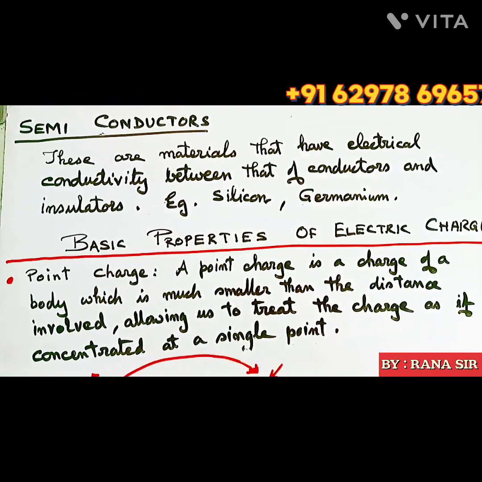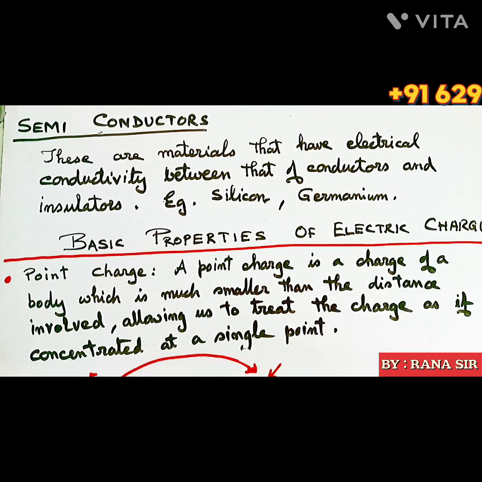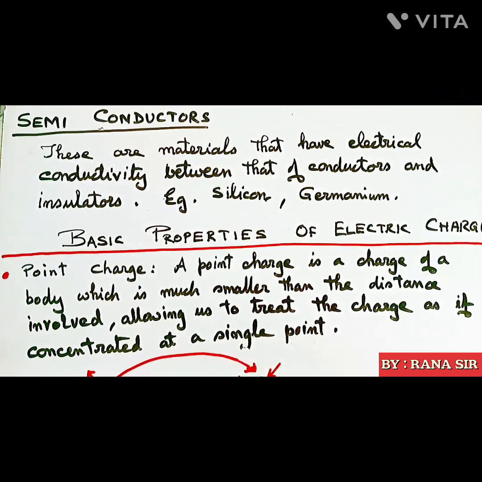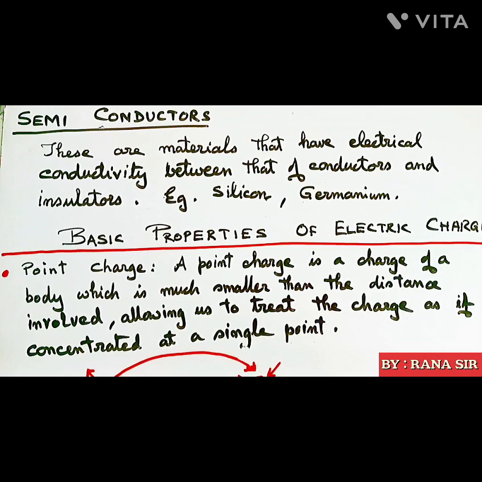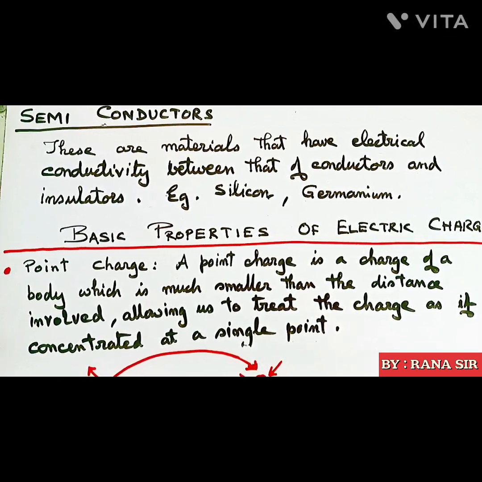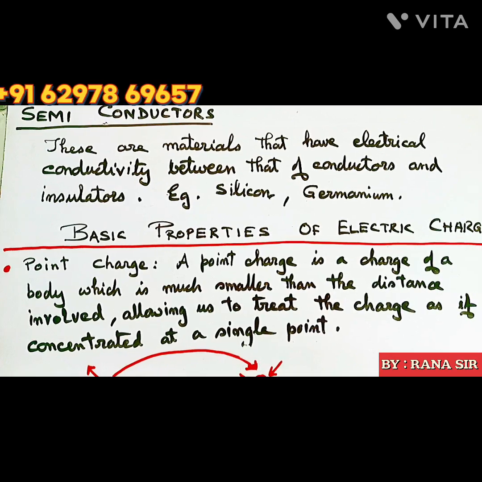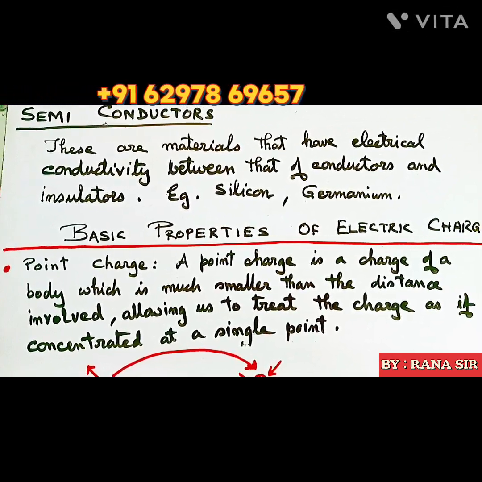So semiconductors, what are these? These are materials that have electrical conductivity between that of conductors and insulators. So these materials have properties of both conductors and insulators. Examples: silicon, germanium.